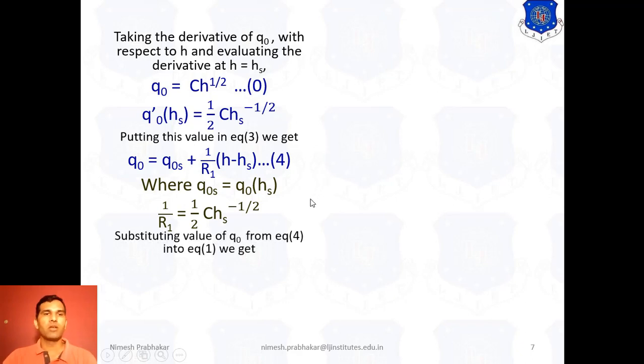Now substituting the value of Q0 from equation number 4 into equation number 1, we get Q minus Q0, as minus 1 upon R1 times (H minus Hs), is equal to A dH by dt. We give this equation number 5.